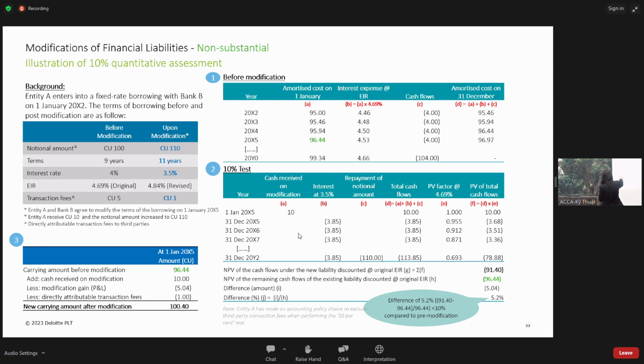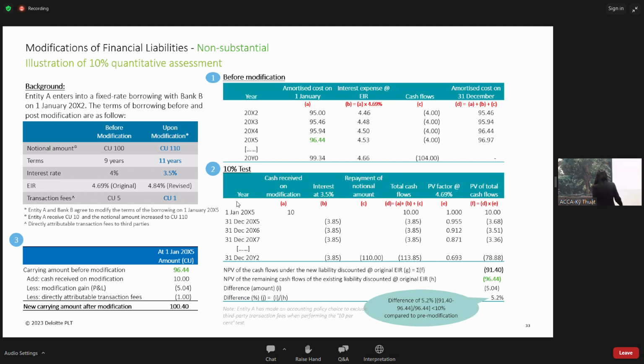So the company entered into a fixed rate borrowing with the bank in January 20X2. The terms of the borrowing before and after the modification, the salient terms, are here. Before, the nominal amount is 100. This was a 9-year loan. There is an interest rate of 4%. And based on my amortized table, my EIR was 4.69. I incurred a transaction fee of 5.